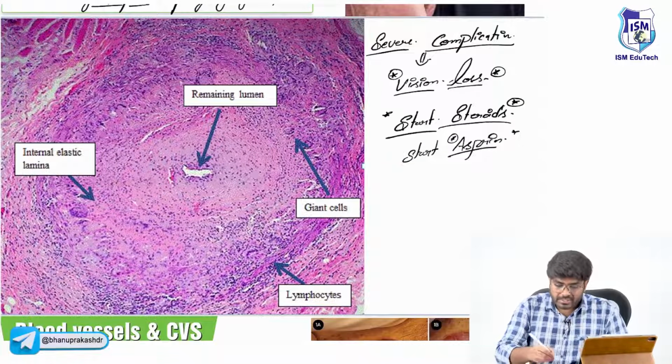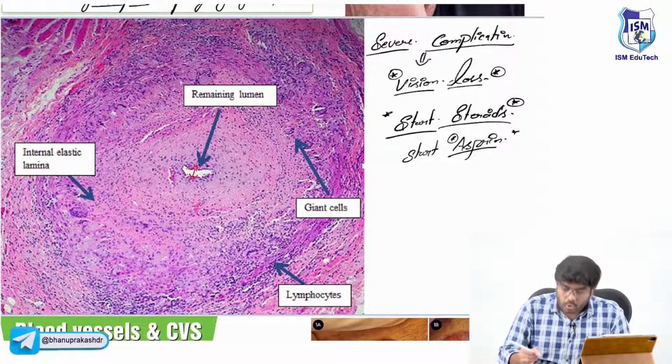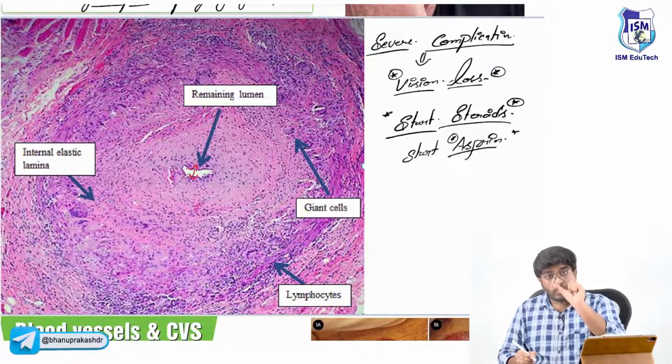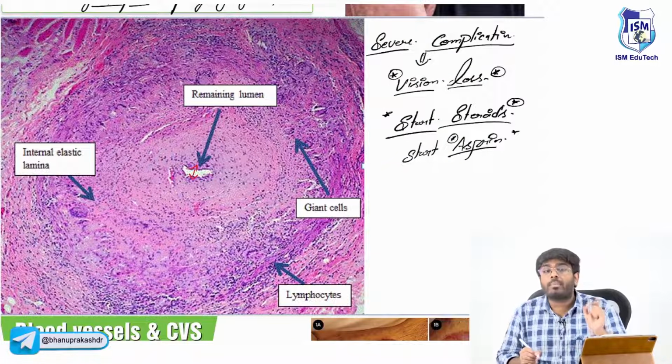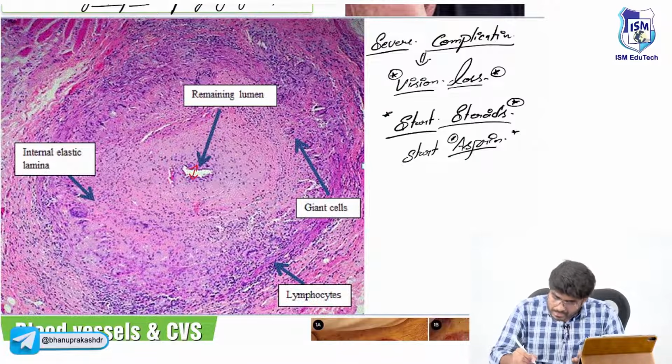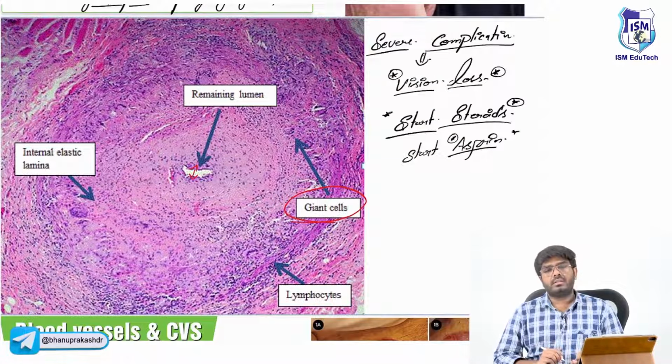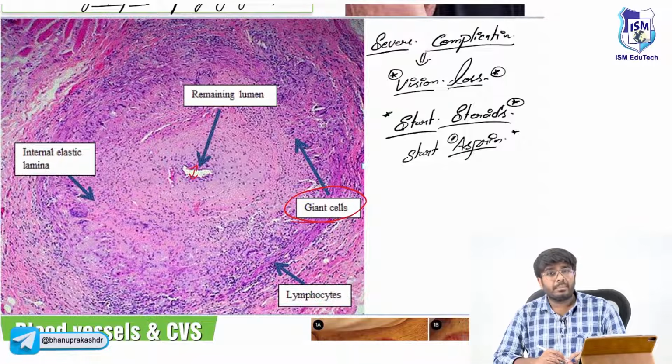So because of the inflammation, the lumen of the blood vessel is getting narrowed. So the perfusion to the tissues will be greatly compromised. And not only that, here giant cells are seen. Where do you usually see giant cells? Giant cells, epithelioid cells, macrophages. What will they form? Granulomas.